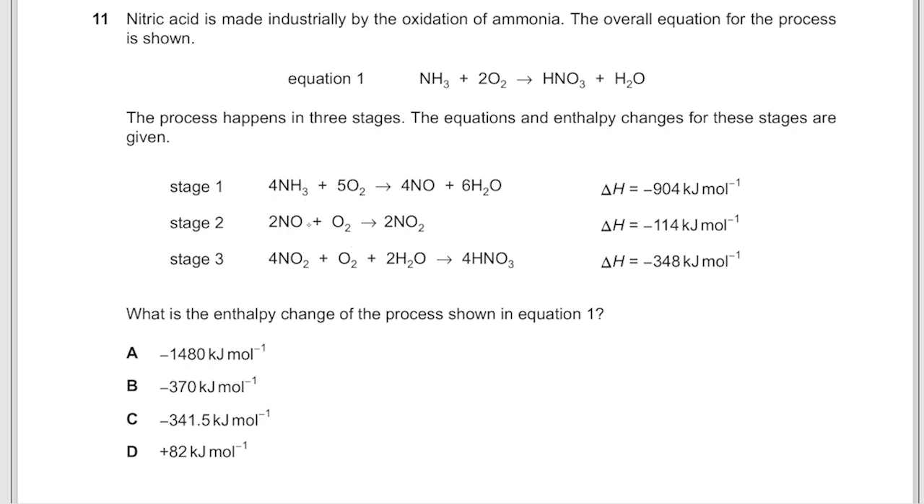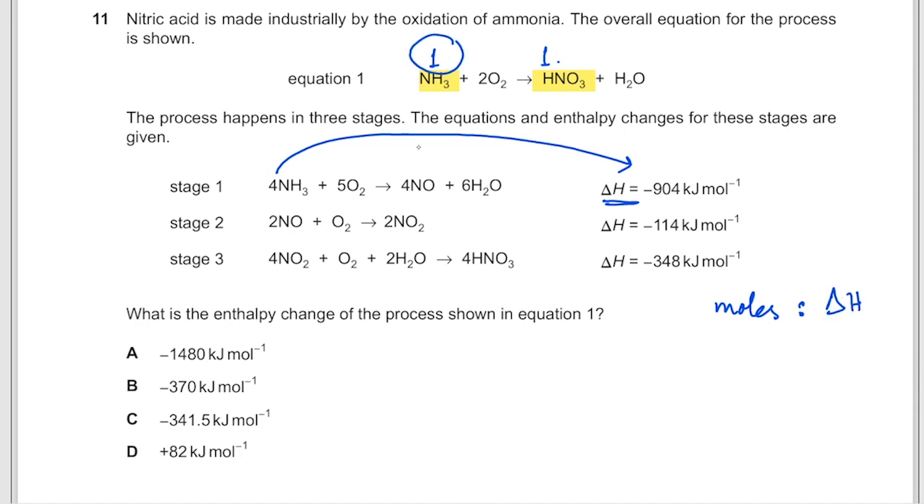First stage with 4 ammonia, it is going to give us 4 nitric acid, but in the question which is given to us, 1 mole of ammonia is going to produce 1 mole of nitric acid. So we have to move on accordingly. This is the enthalpy change which is produced by the 4 moles. We require 1 mole: 1 mole of ammonia produces 1 mole of nitric acid.